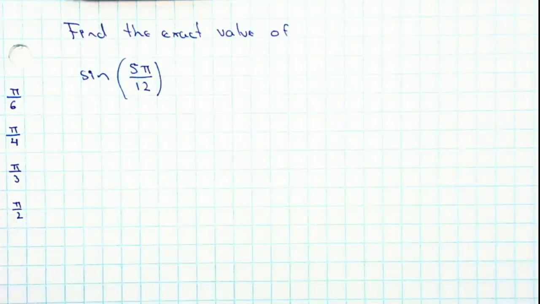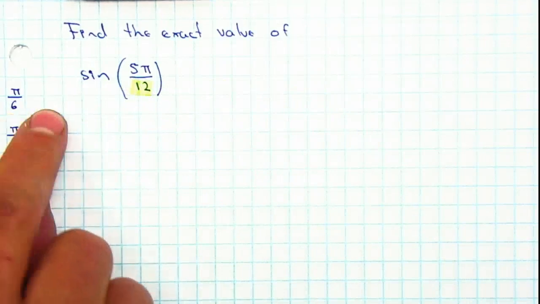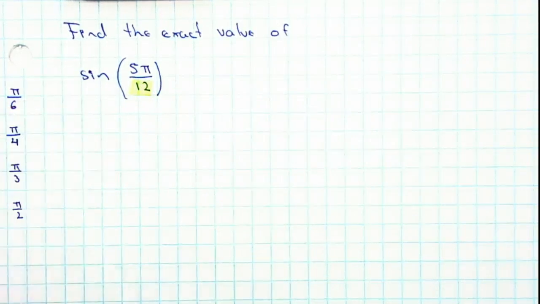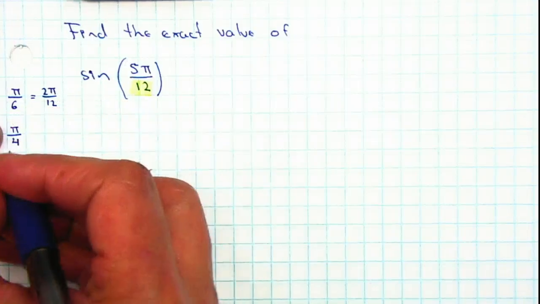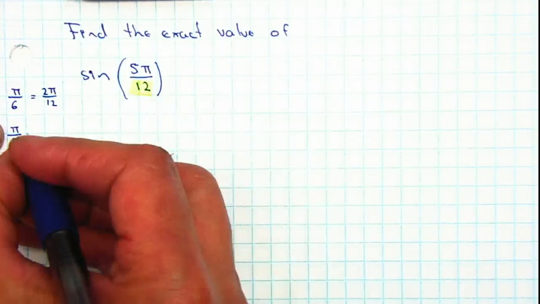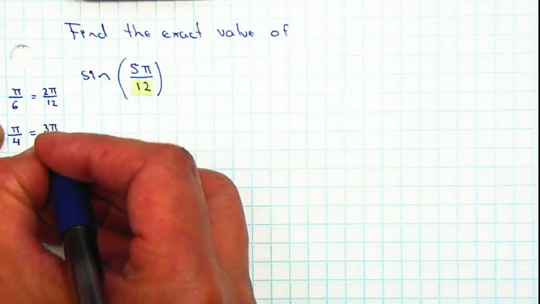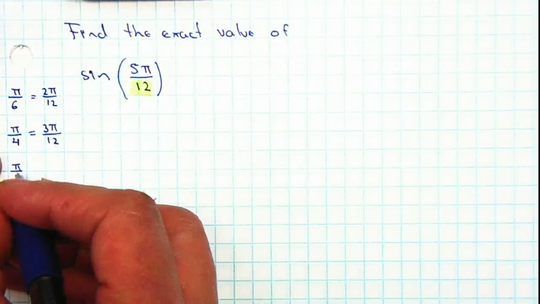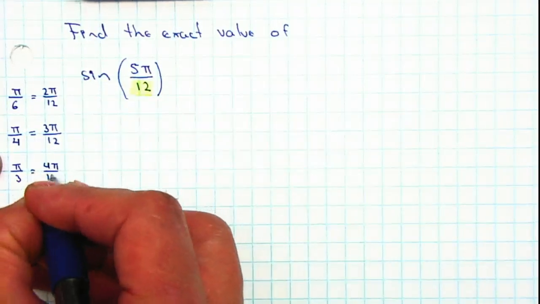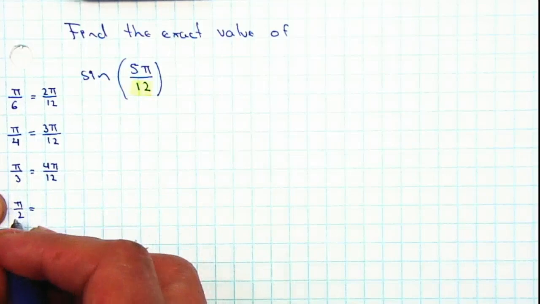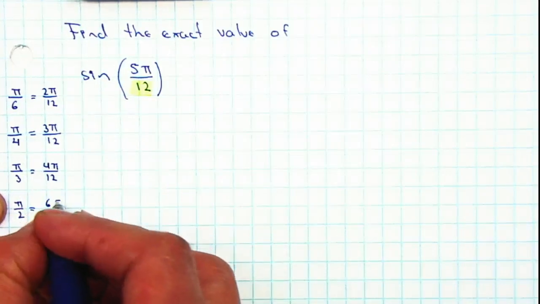Now, since we are working with 12ths, we want to change everything to 12ths. So I'm going to multiply by 2, which gives me 2 pi over 12. I'm going to multiply by 3 to make it into 12ths, so it gives me 3 pi over 12. I'll multiply by 4 to make it into 12ths, so it'll be 4 pi over 12. I'm going to multiply by 6, so it gives me 6 pi over 12.